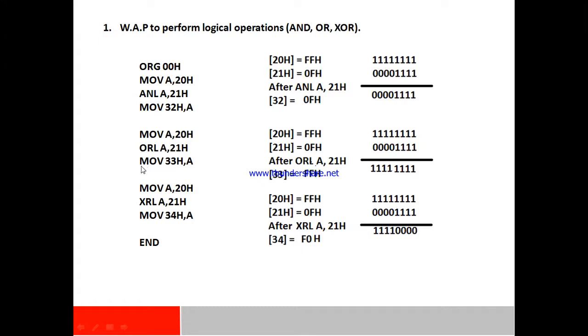The next 3 instructions you can see are for the OR operation. Again the data is assumed in the respective locations 20 and 21, and the result we get is 1, 1, 1, 1, a series of eight 1s. That is the FFH equivalent, which is stored in the 33H location. For the next 3, for the XOR operation, you know the truth table. Accordingly, we are getting the F0 result, and this is moved to the 34H location. So this is how we can analyze the first program to perform a basic logical operation.